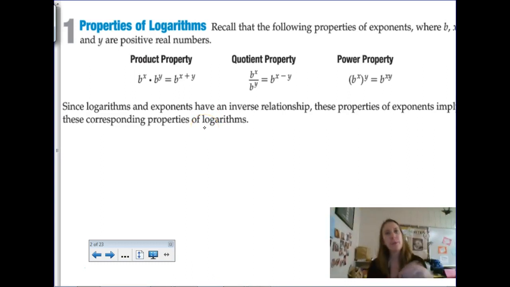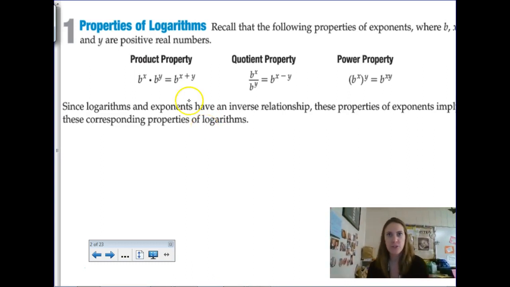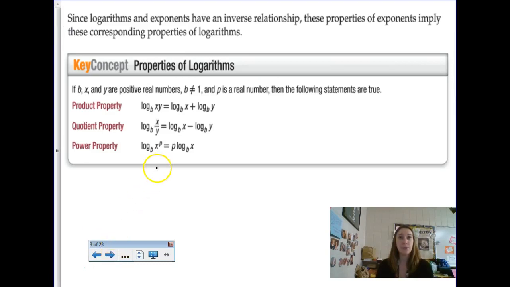So remember, exponentials and logarithms are just inverses of each other, so it makes sense that their properties are kind of related to each other as well. So there's the product property for exponents, and then the quotient property, and also the power property. And we're going to see those similar properties popping up here in logarithms.